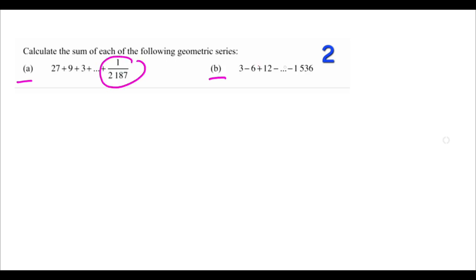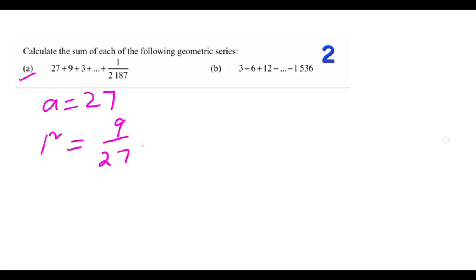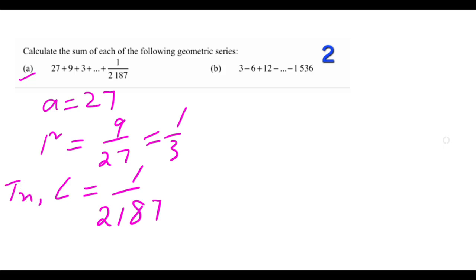So we got this last term. Identify the first term, common ratio, and the last term. So in this question, A we got 27, and the ratio we have 9 over 27, that will give me 1 over 3. And then the last term L we have 1 over 2,187. Or you can say this is Tn, same thing.